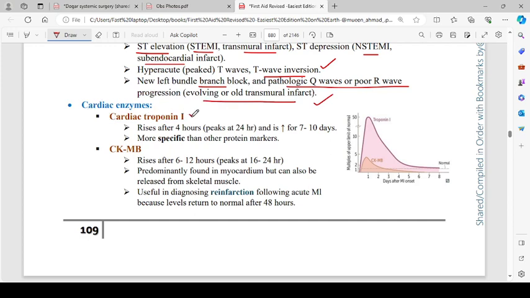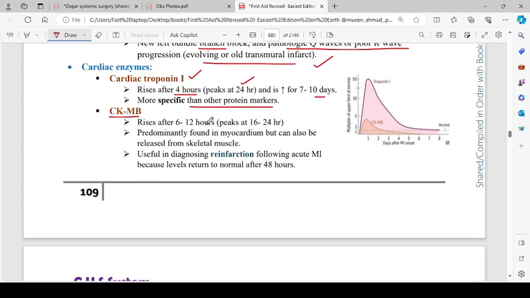Cardiac enzymes: cardiac troponin I rises after 4 hours, peaks at 24 hours, and stays increased for 7 to 10 days, and it is more specific than other protein markers. CK-MB rises after 6 to 12 hours and peaks at 16 to 24 hours. It is predominantly found in the myocardium but can also be released from skeletal muscles. It is useful in diagnosing reinfarction following acute MI because levels return to normal after 48 hours.